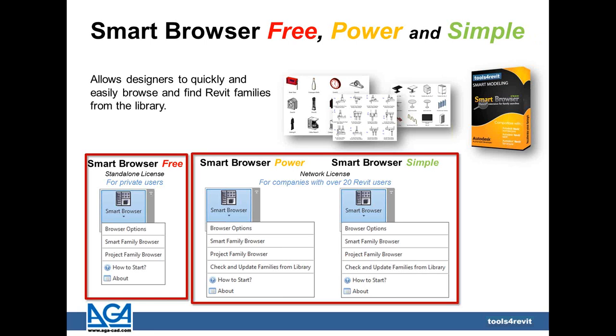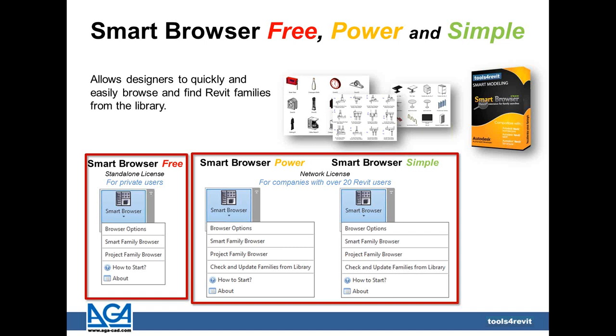Then we have two additional browsers, Power and Simple. Those installations are network installations, and that solution goes for companies with over 20 Revit users. So those two installations will allow you to have access to the company library, and the power user will be able to synchronize the library, he will be able to update the content, and the simple user will be limited. So he will be able just to use the company library, and that's it.